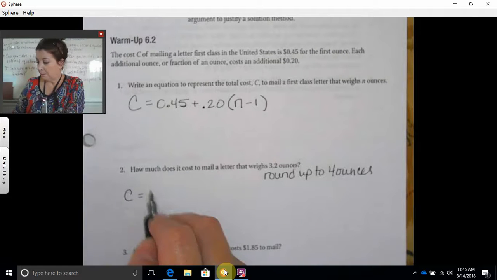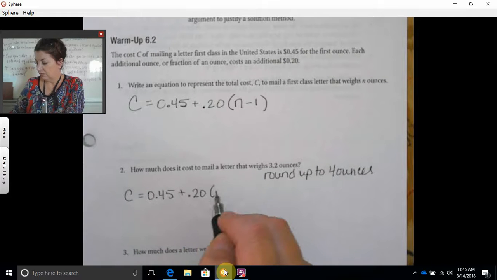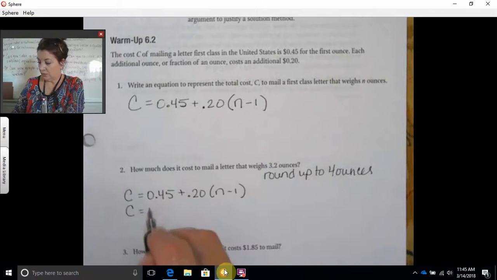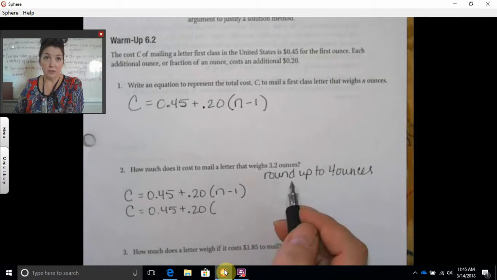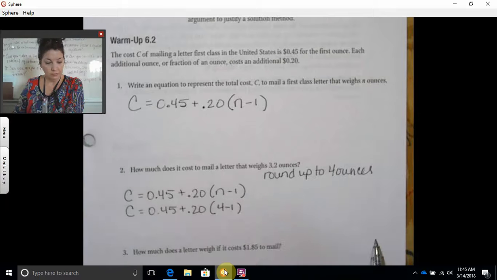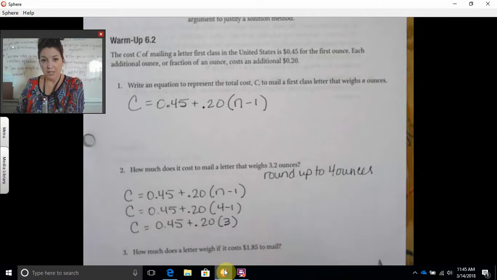So let's write our function that we made. The cost is 45 cents plus 20 cents for, we already paid for 1 ounce. We have to pay for the cost of 4 ounces because we rounded up. So instead of putting 3.2 minus 1, it'll be 4 minus 1. So we'll simplify inside those parentheses first. 4 minus 1 is 3.